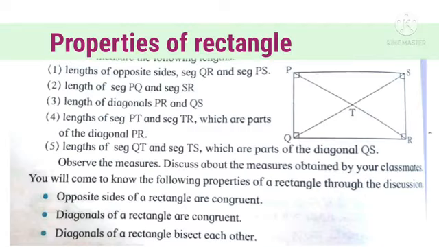What are the properties of rectangle? See one by one. Opposite sides of rectangle are congruent. See opposite sides PS and QR are opposite sides. And also PQ and SR are opposite sides. These are congruent. Diagonals of rectangle are congruent. Diagonal PR and diagonal QS are congruent. And diagonals of rectangle bisect each other.